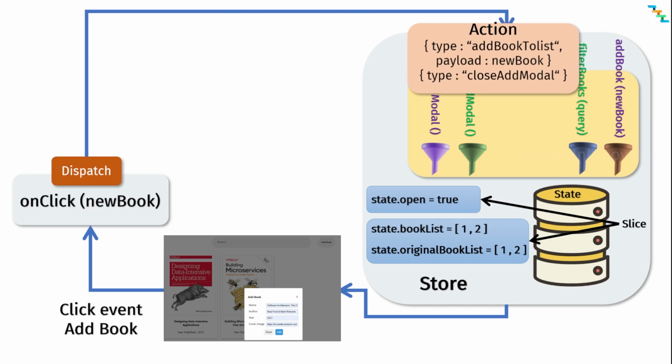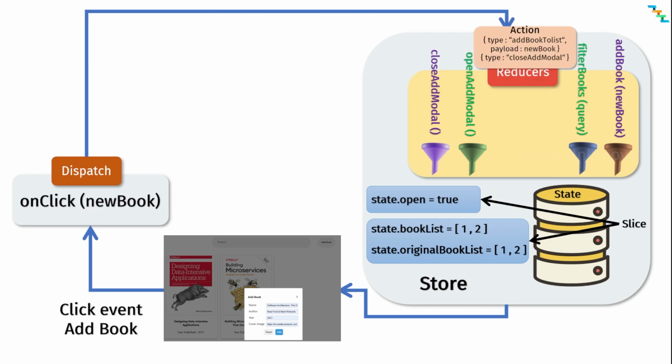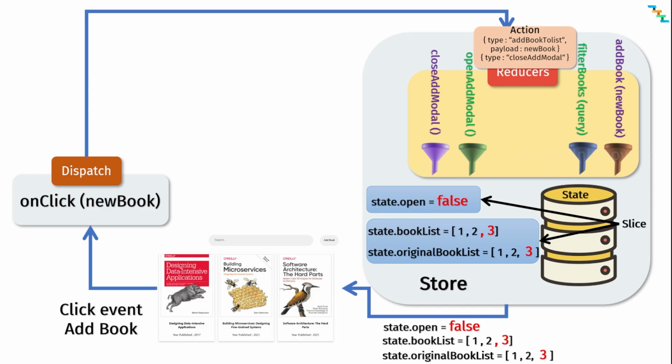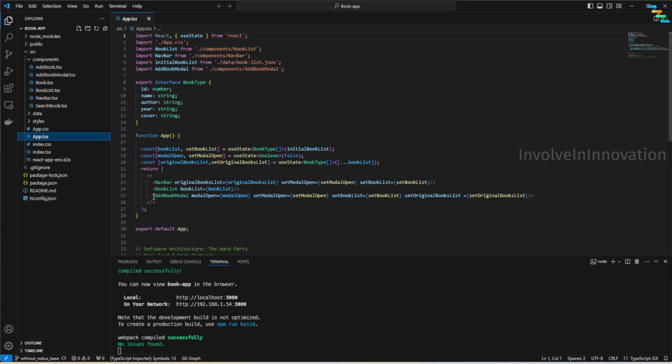Now these actions reach the reducer. So based on this, it knows it needs to trigger two different reducers here. One is addToList, and another one is closeAddModal. So closeAddModal changes state.open to false, and then we are adding the new book to the book list. Whenever you add a book, it checks the number of books already present in the book list, and then it increments the ID, and then it persists it to the state. Once this value gets persisted to the state, the UI gets this value from the selector. Here in the UI, we can see the new book got added. We will go back to the code now.